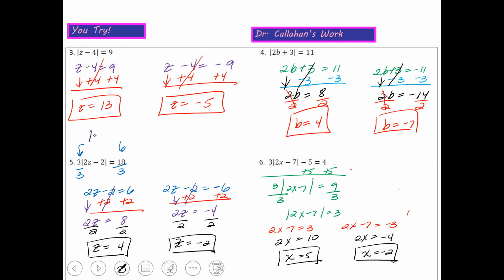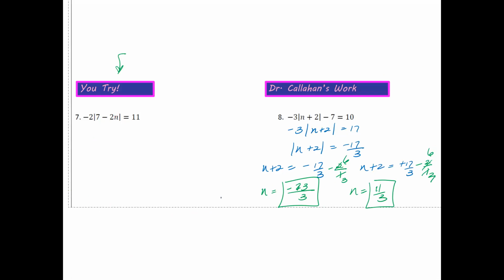All right, so we're going to go ahead and divide negative 2 on both sides. So you have absolute value 7 minus 2n equals negative 11 over 2. Let's split the equation. You're going to get 7 minus 2n equals negative 11 over 2, and 7 minus 2n equals a positive 11 over 2.